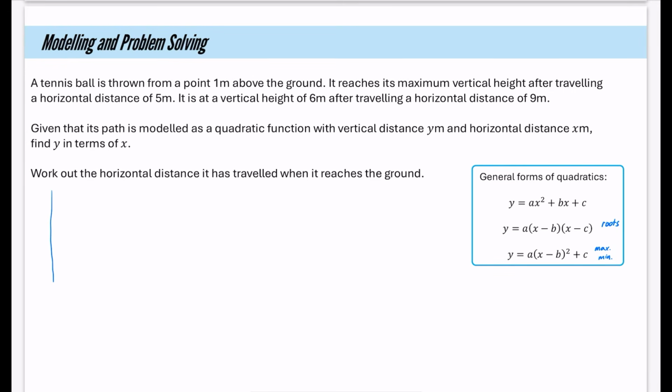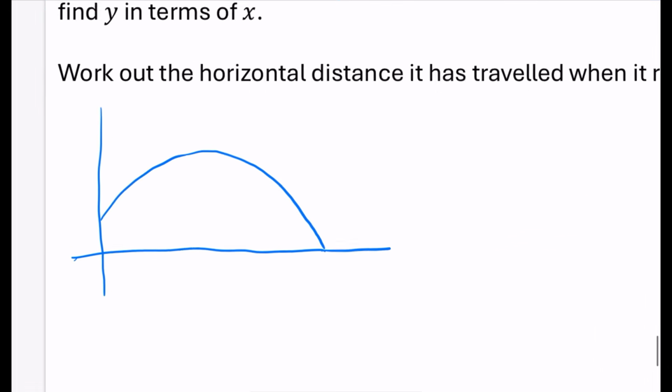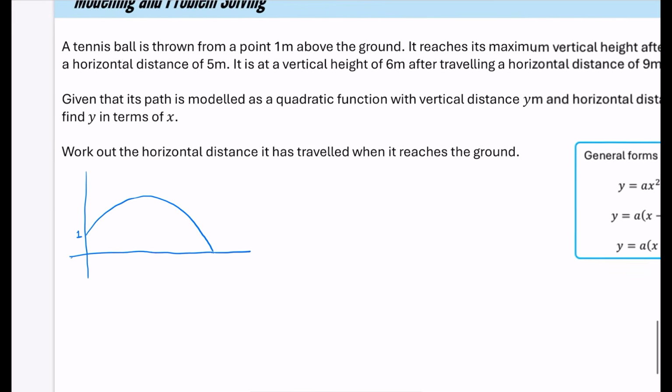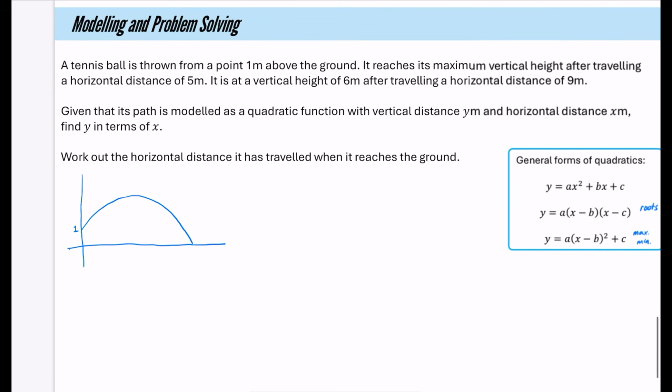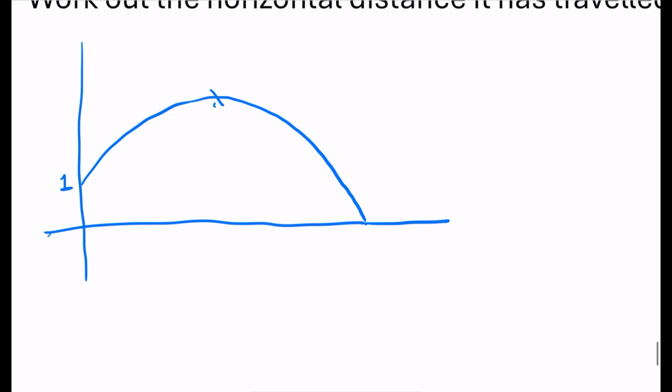So it looks like what we've got, if I draw sort of very crude axes here, it's being thrown from a point. We know that it's going to be modeled like a quadratic kind of curve like this. Could probably make the ground a bit longer. And we're going to just add some things to the diagram. It says that a tennis ball is thrown from a point 1 meter above the ground. So I think this value here is a 1. It says it reaches its maximum vertical height after traveling a horizontal distance of 5 meters. So here's that maximum height that it's got. And it says that it has traveled a horizontal distance of 5 meters.